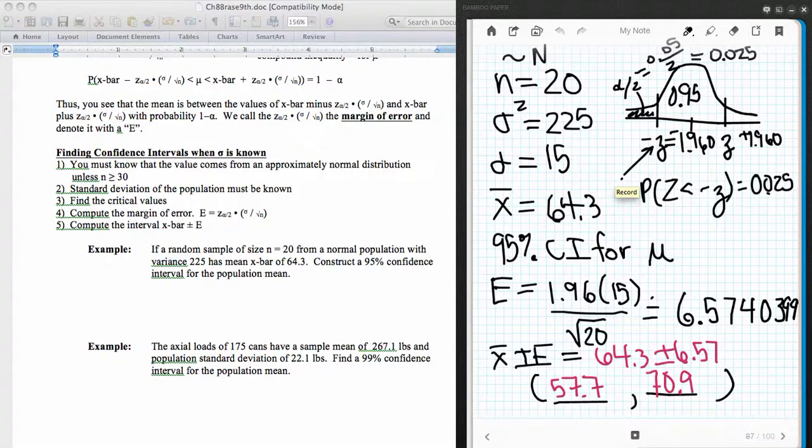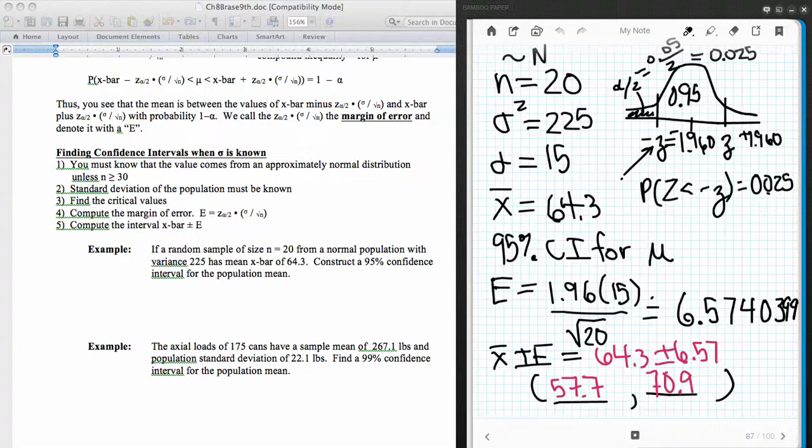All right, this continues our lecture on confidence intervals when sigma is known. So what we're looking at is the last example that I was finishing up. We had found our margin of error, and in order to find an interval for the true population mean, we need to add or subtract this margin of error to x bar. So our x bar was 64.3, and I'm going to add and then also subtract 6.57. I'm going to go one decimal more than the original value here, and then I'm going to round it back to the one decimal value.